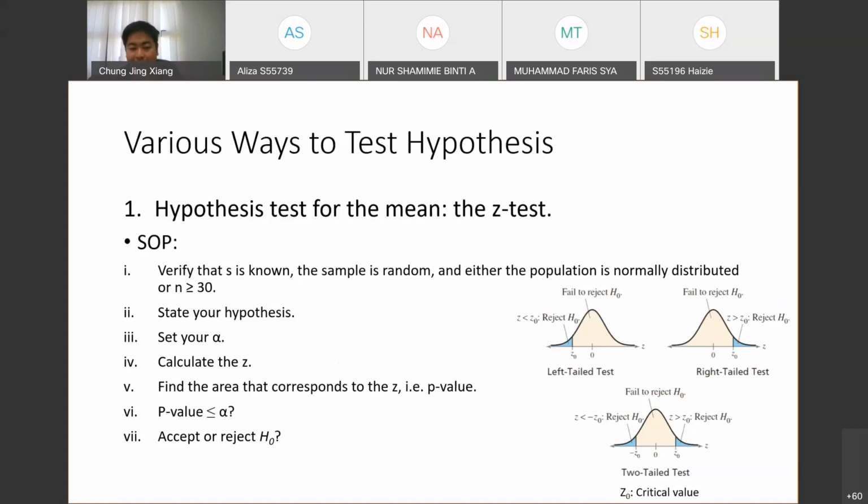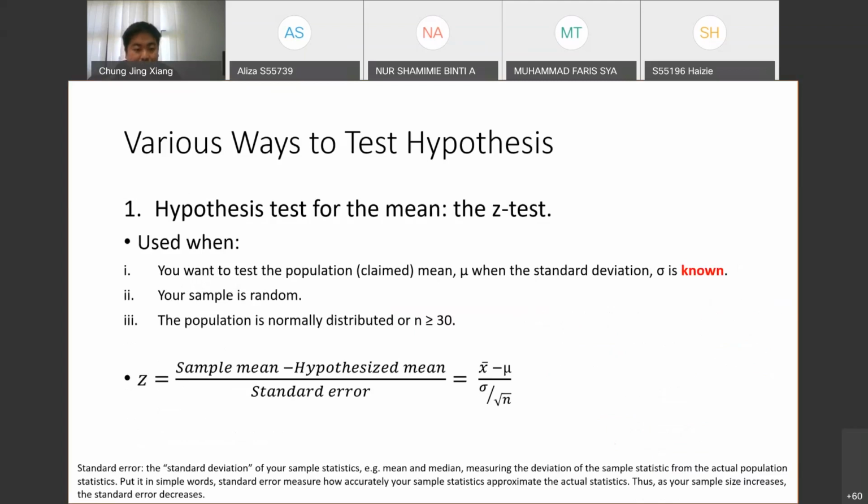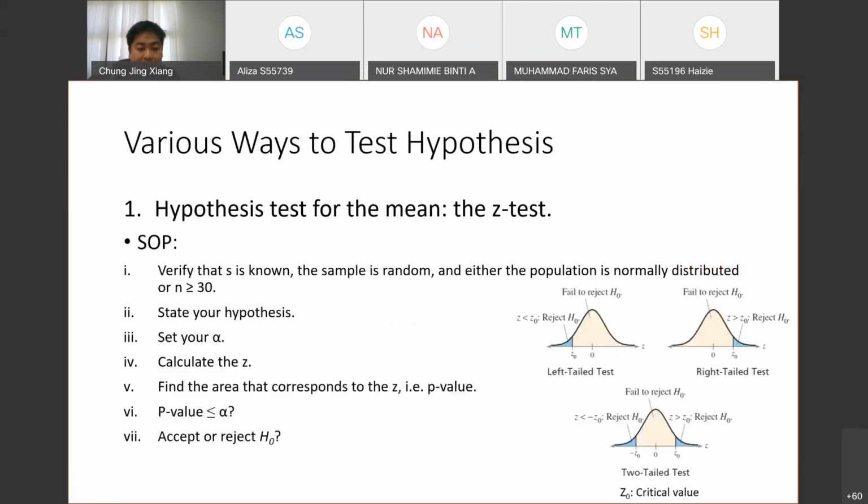After you decide that your data or sample met these criteria, you proceed to state your hypothesis, what you want to test. Then you decide your alpha, how much error you can tolerate in your test. Then you calculate the Z value based on the formula here. Then you find the area corresponding to the Z value, the P value. You can see from the graph here. So you have to find your Z. Does your Z fall somewhere here or not?